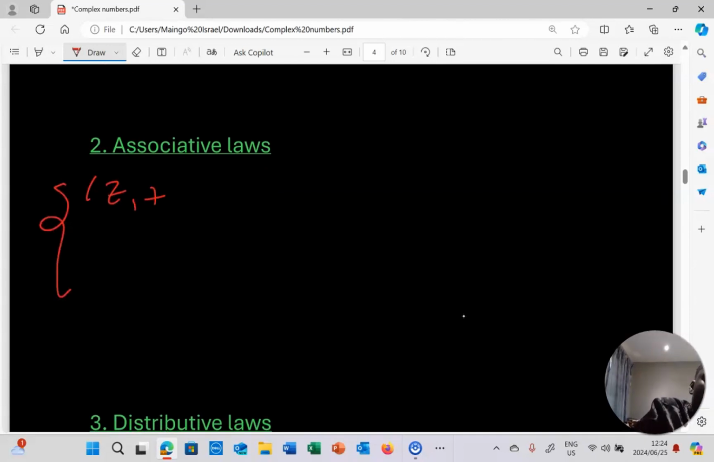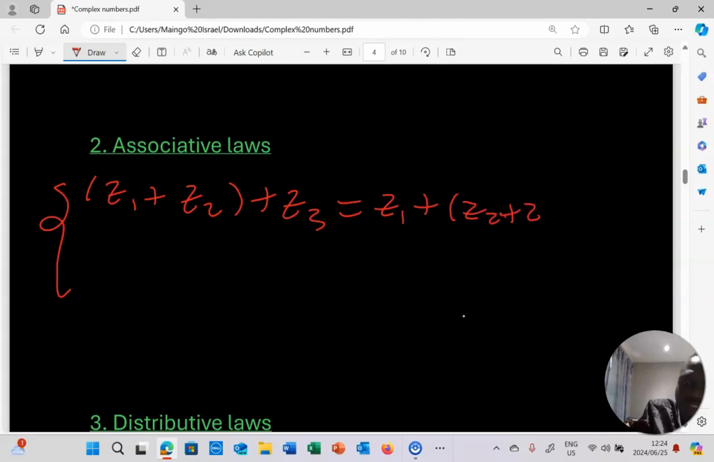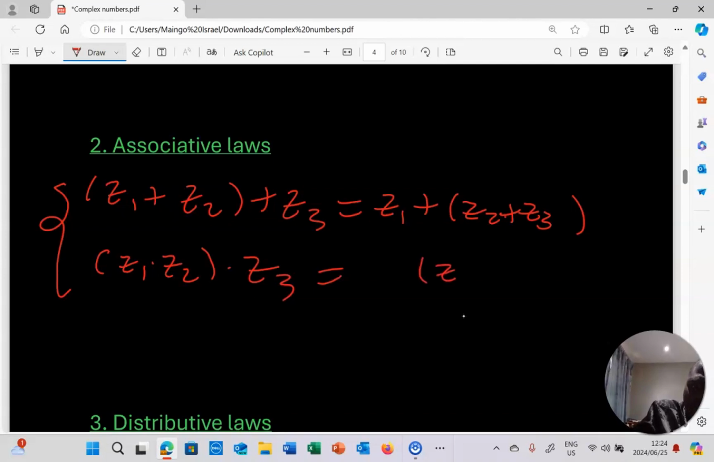This is the commutative laws. So associative laws: z1 plus (z2 plus z3). If we first add z1 plus z2, then add z3, this will be the same as first adding z2 plus z3, then adding z1. So that is an associative law. Also, if we first multiply z1 times z2, then z3, this will be the same as first multiplying z2 and z3, then z1. So those are associative laws.